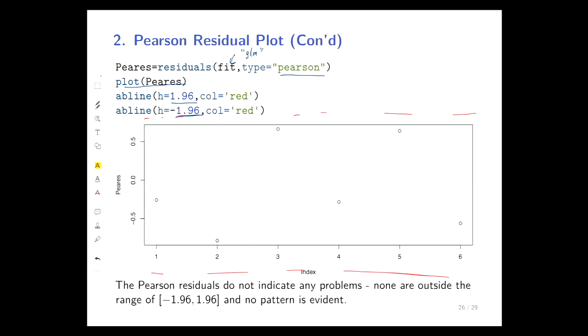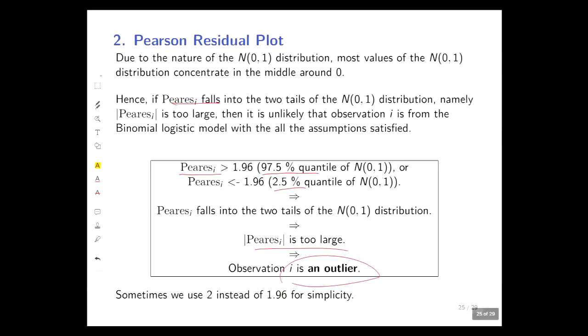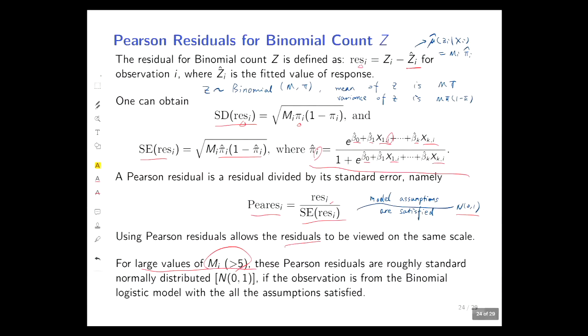So it's not hard to implement it in R, and I think the only difficult part is how to obtain the standard error of the residual for the binomial count. Any questions?